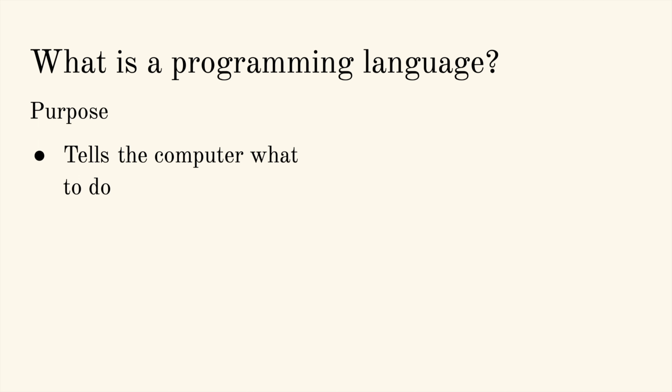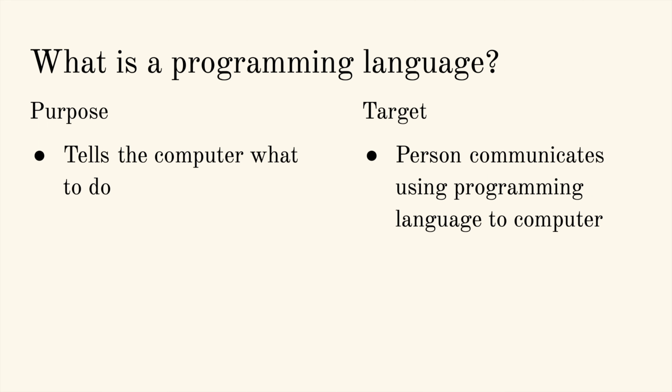The following requirement is a question of the language. That question is who does the language communicate between? Most languages, such as English, Spanish, Chinese, are used to communicate between a person and a person. A programming language, however, is used to communicate between a person and a computer. So to sum that all up, the first requirement is the purpose of the language, and that purpose should be to tell the computer what to do. The second requirement is the target, and the target must be a computer.